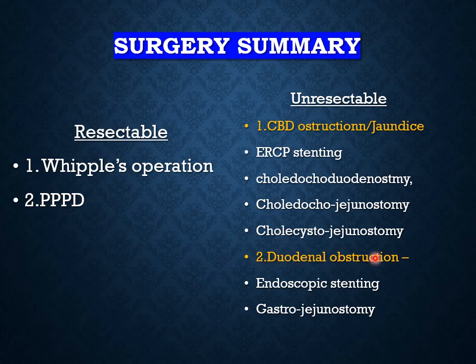If duodenal obstruction, endoscopic stenting is the method of choice. If this fails, then gastrojejunostomy is a better bypass procedure.